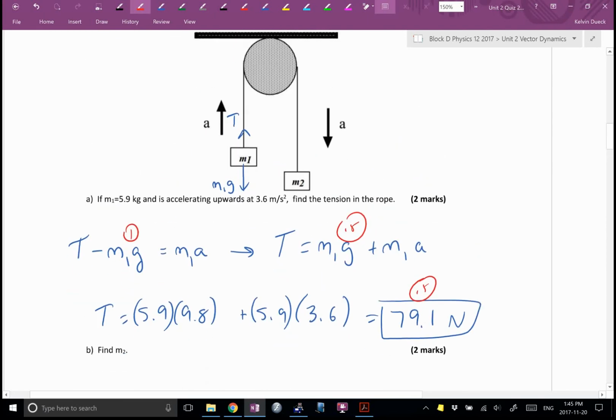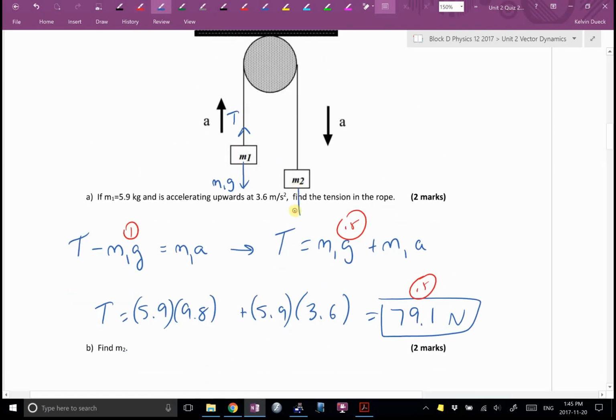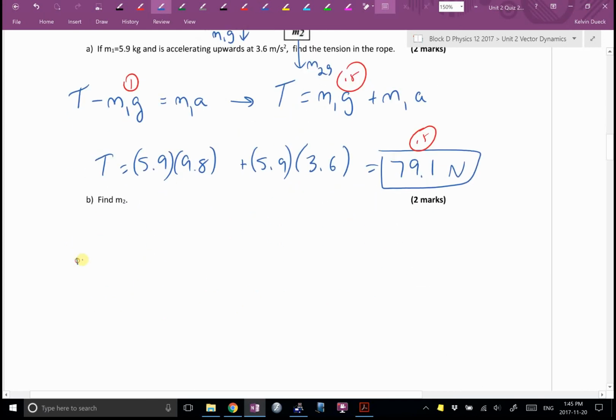Find M2. Now I need a free body diagram on M2. I think I'm going to have M2G and tension. I think there it's going to be M2G minus tension equals M2A. How many M2s do I have, Caleb? You have 2. How many M2s would I prefer? 1. Get them to the same side. So I'll get this: M2G minus M2A equals tension.